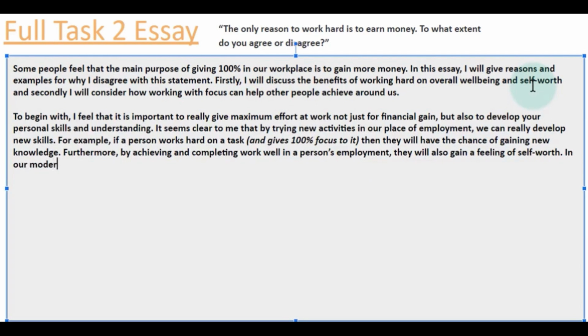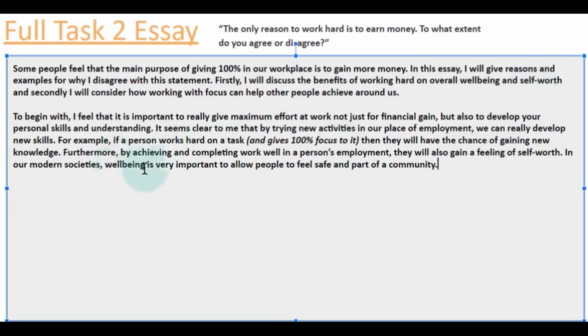In our modern societies. So I'm just going to add a bit of detail here and say why well-being and self-worth is important. In our modern societies, well-being is very important to allow people to feel safe and part of a community.